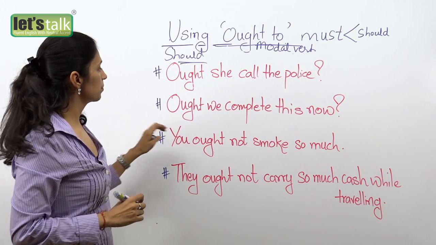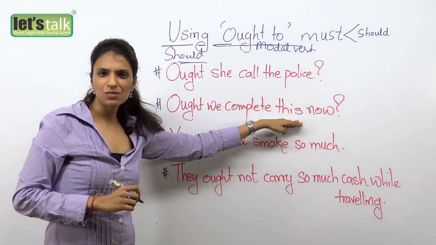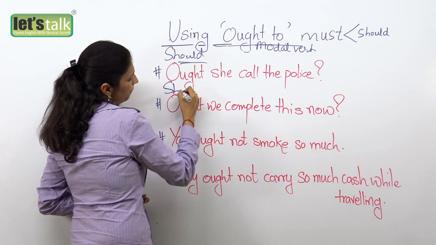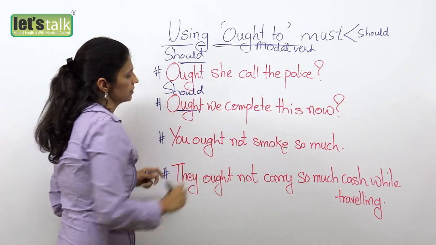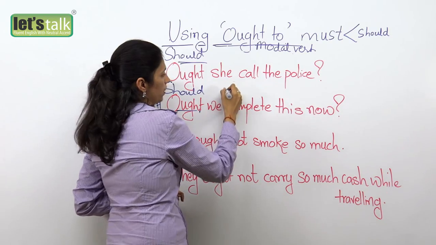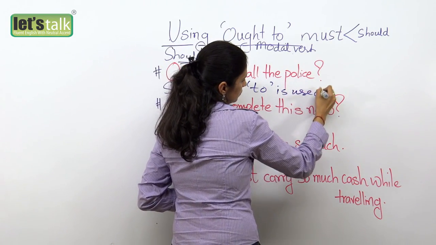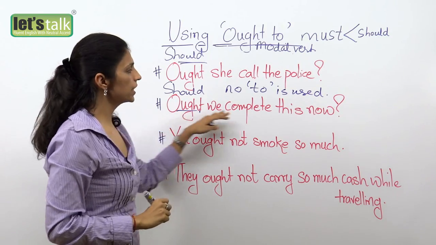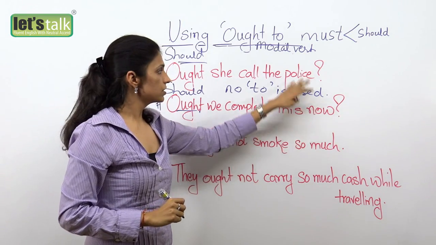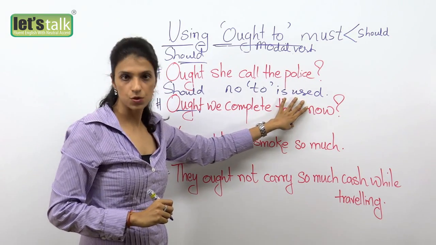Okay, the next example, ought we complete this now. So should we complete it now? You can replace it. No to. Okay. So ought we complete this now? So this is how you use ought in questions.